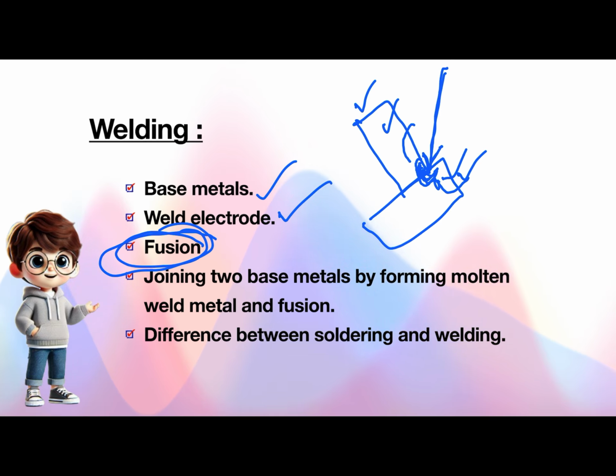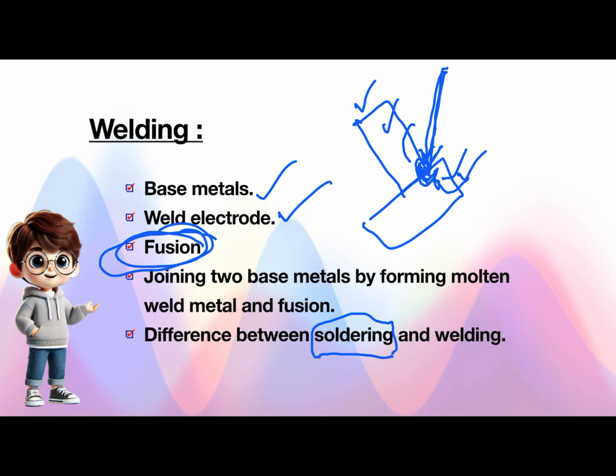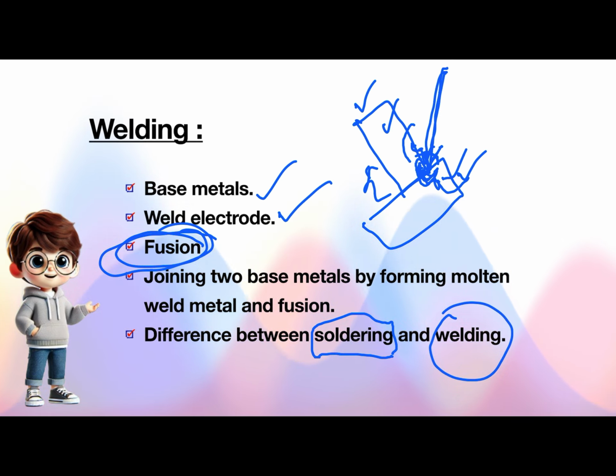Now, what is welding? Joining two or more base metals by forming a molten weld metal and then fusion. There is one more process similar to welding, which we call soldering. In soldering, you melt the electrode with the help of some external heat, and this electrode sticks to the base metals to form a joint. That is soldering. In soldering, base metals will not be melted, only the electrode will be melted. But in welding, the electrode and base metals all will be melted.